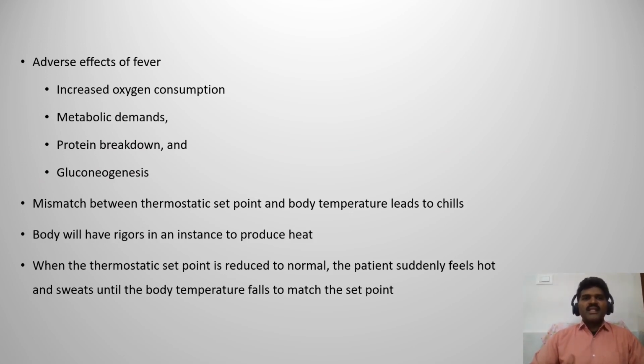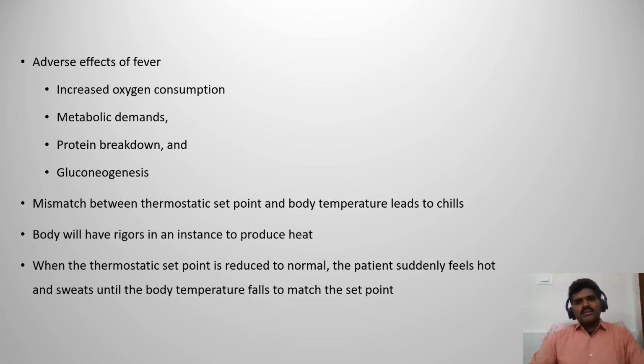When there is a mismatch, the body presents with chills, and the patient can have rigors when there is shivering thermogenesis. Shivering, repeated muscle contractions and relaxations, will present as rigors. When the thermostatic set point is reduced to normal, the patient suddenly feels hot and sweats profusely until body temperature falls to the reduced thermostatic set point.